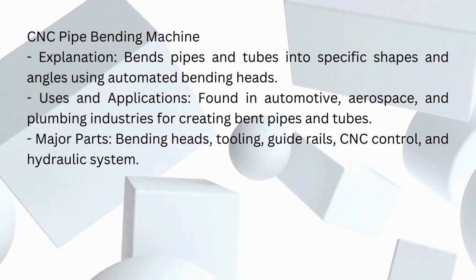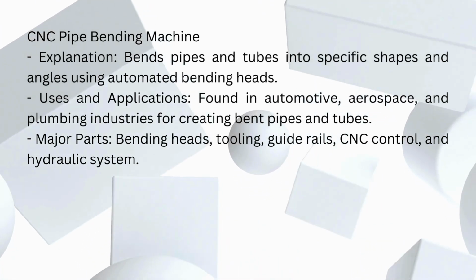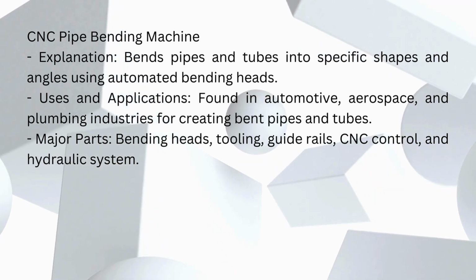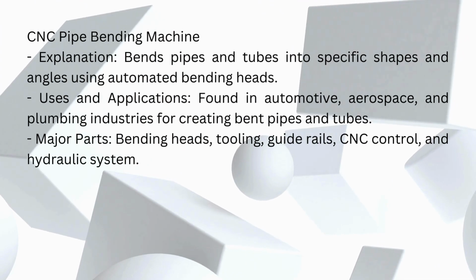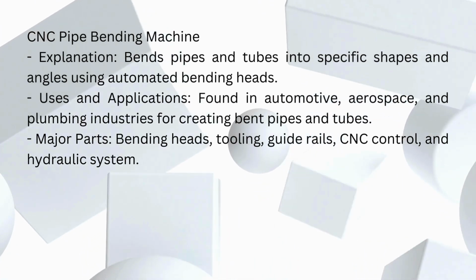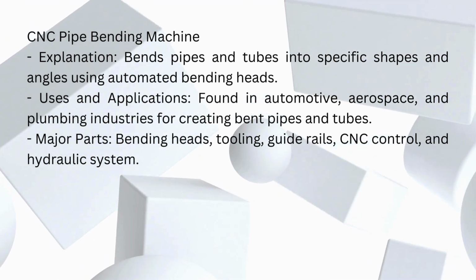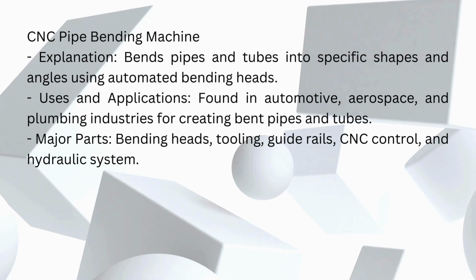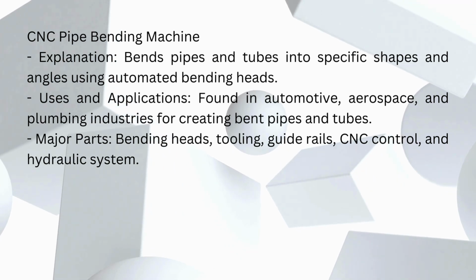CNC pipe bending machine. Explanation: bends pipes and tubes into specific shapes and angles using automated bending heads. Uses and applications: found in automotive, aerospace, and plumbing industries for creating bent pipes and tubes. Major parts: bending heads, tooling, guide rails, CNC control, and hydraulic system.